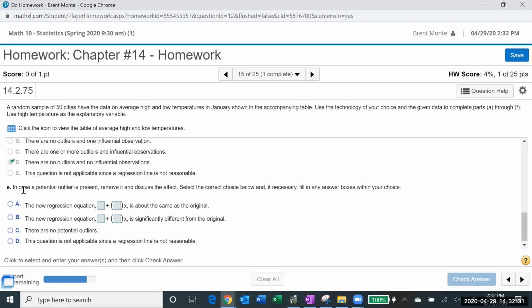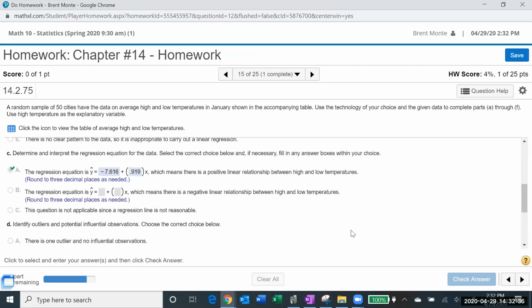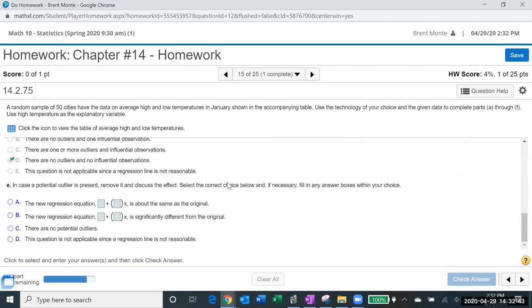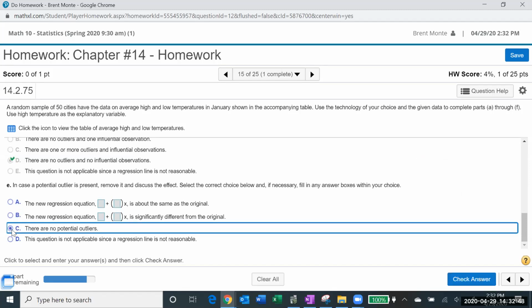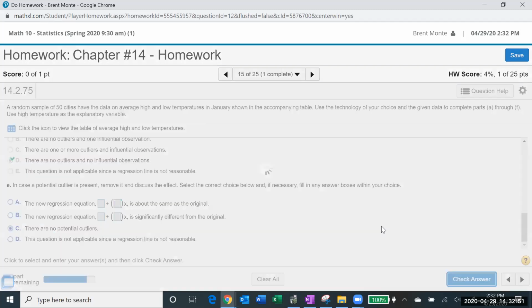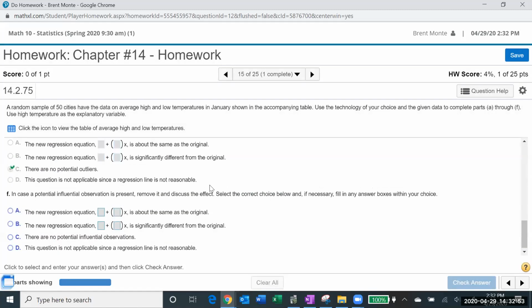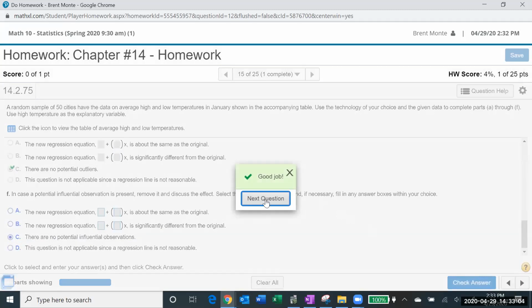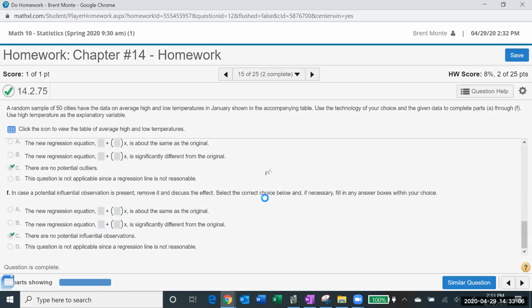All right, so let's see. In case of potential outliers present, remove it and discuss the effect. So what you would have to do is take that data point out if there was one and then redo the regression equation. We didn't have one, so we say there are no potential outliers. And then, in case of a potential influential observation, remove it. There are no potential influential observations. Good job, next question. So we're done. So that was the idea.